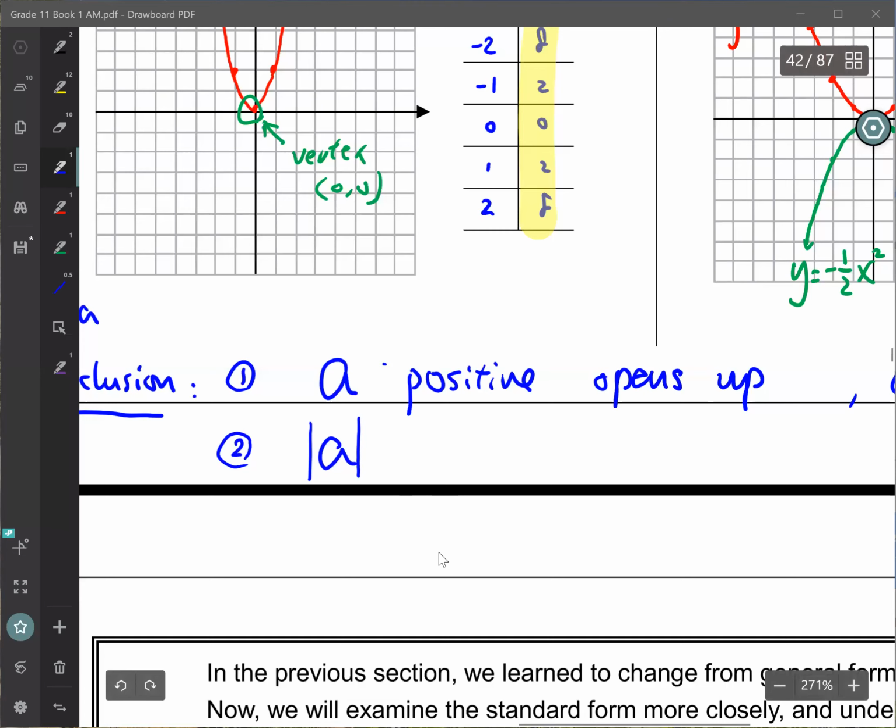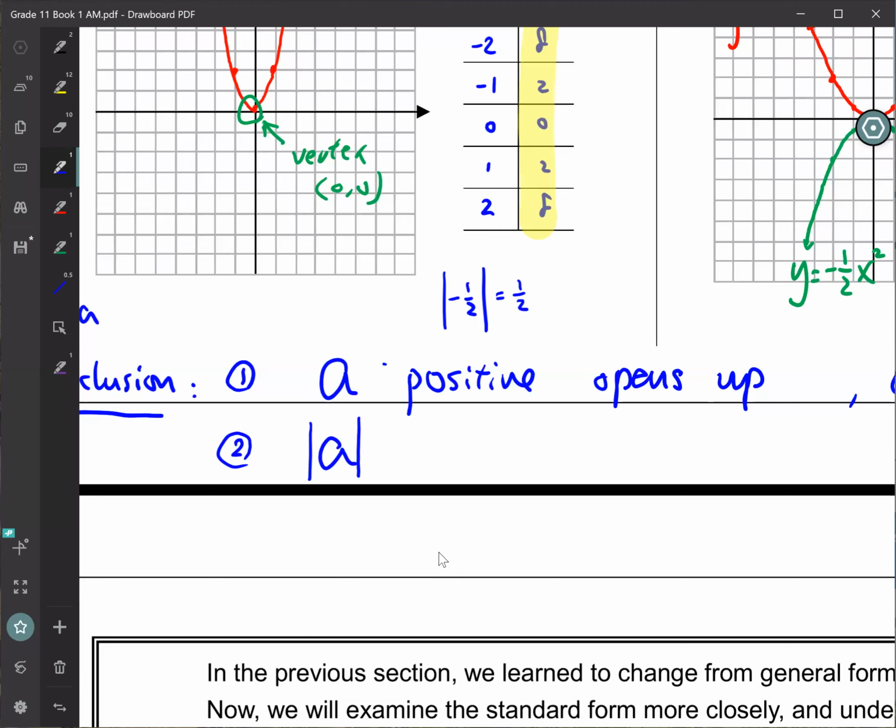So for example, a is -½, right? So the absolute value of -½, right? Later on in grade 12, you'll have a chapter on this too, okay? So when you put 2 bars on a negative number, whatever comes out will be positive. Basically, it's telling you to ignore the negative sign. For now, just remember that.